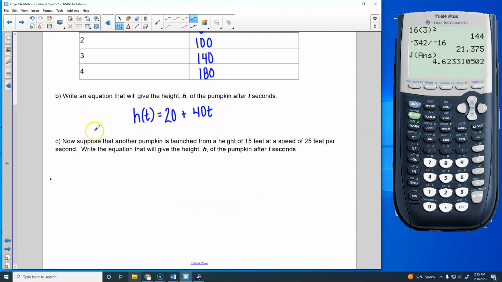All right. C asks us to think sort of along the same lines, but suppose another pumpkin is launched from a height of 15 feet at a speed of 25 feet per second. We want to write an equation for this pumpkin here, also still no gravity. Okay, thank you. So what would this equation look like?